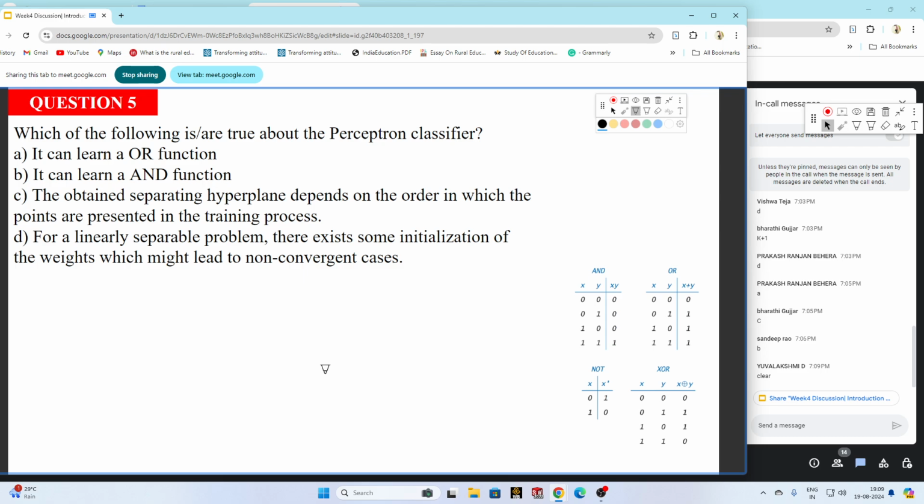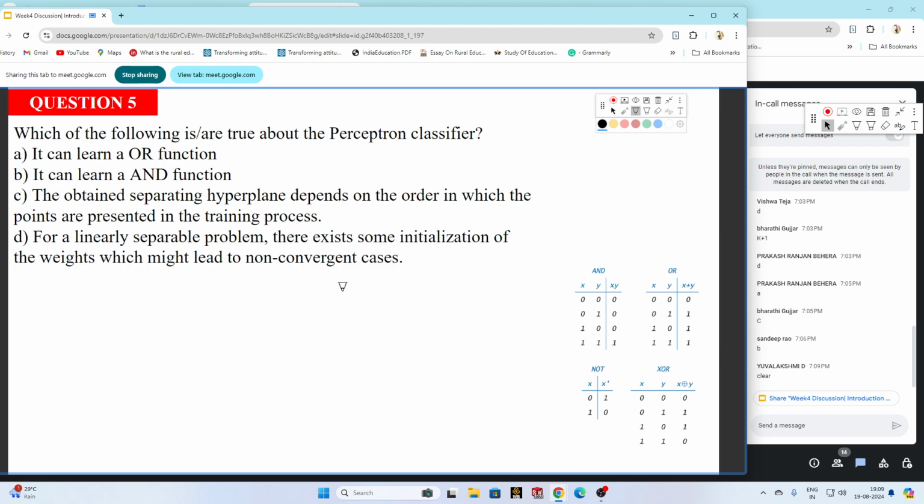Which of the following is true about perceptron classifier? It can learn an OR function. OR, AND, NOT, XOR, these are Boolean gates. Here it has been asked: it can learn an OR function, it can learn an AND function, the obtained separating hyperplane depends on the order in which the points are presented in the training process, and for a linearly separable problem, there exists some initialization of weights which might lead to a non-convergent case. So any guesses for this?